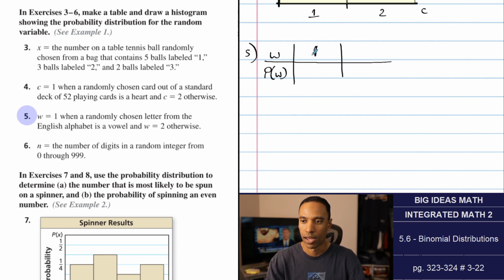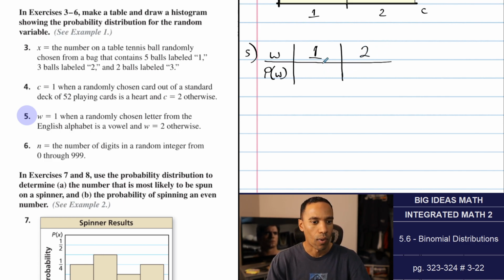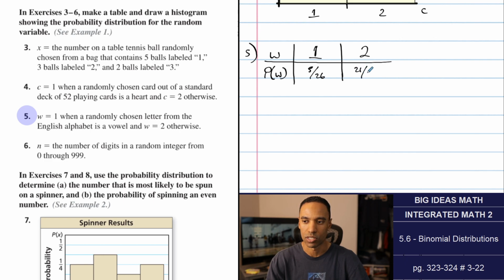So 1 and 2. I'm kind of glad they're not big histograms with a lot of things I'd have to do. When it's a vowel, that's 5 out of 26. A, E, I, O, and U are those. And then we have 21 out of 26 when it's not a vowel.